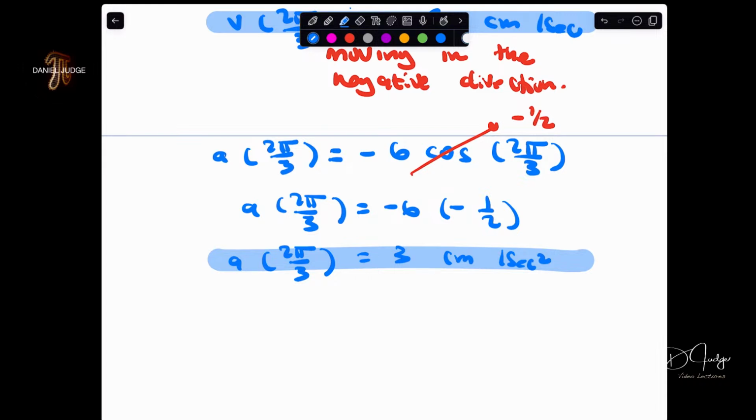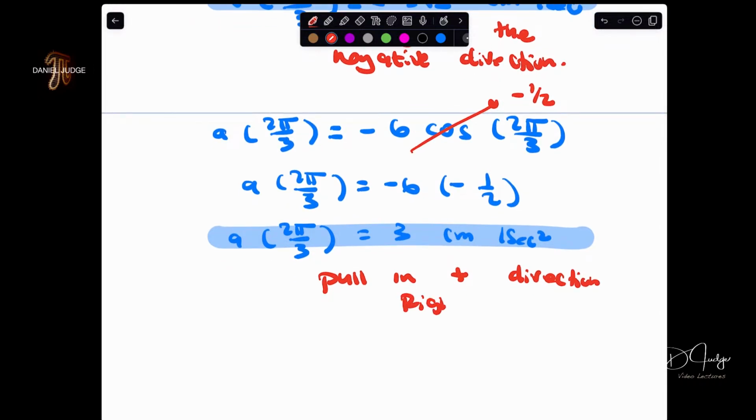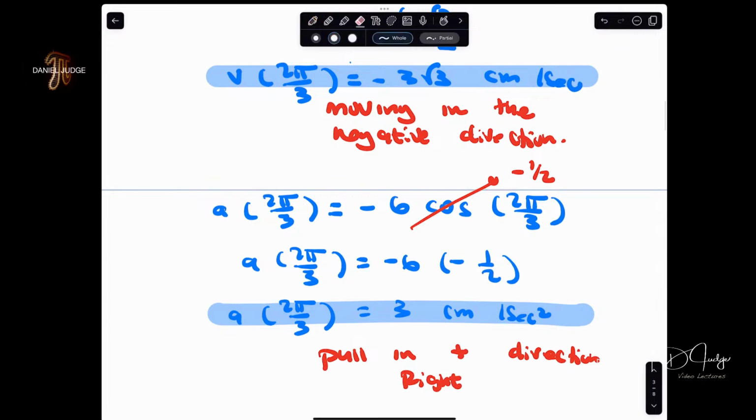All right. So I want to point out something here. The particle is being pulled in the positive direction, because of the fact that your acceleration is positive. It's being pulled or pushed in the positive direction. Positive direction is to the right. Okay, and like over here, the particle is moving in the negative direction, but it is being pulled in the opposite direction.